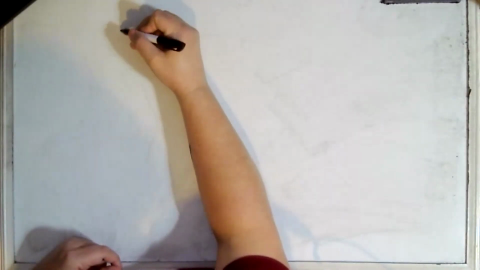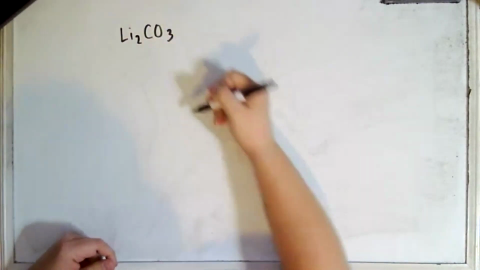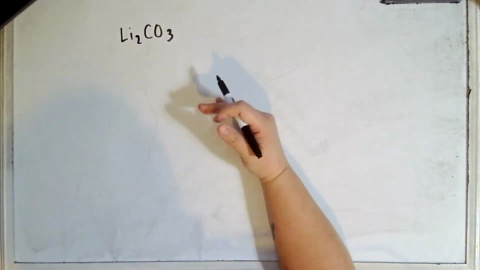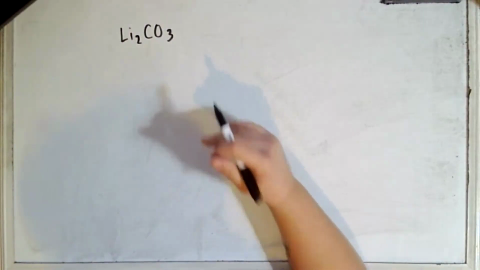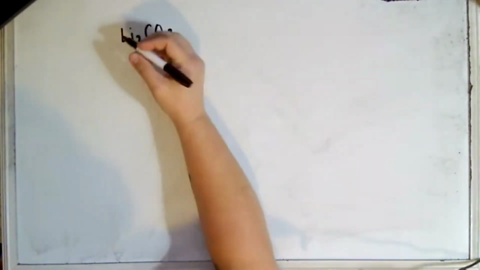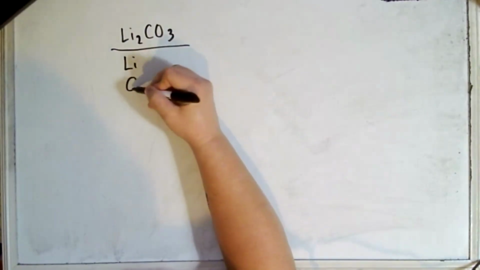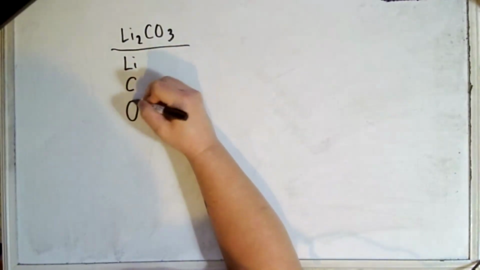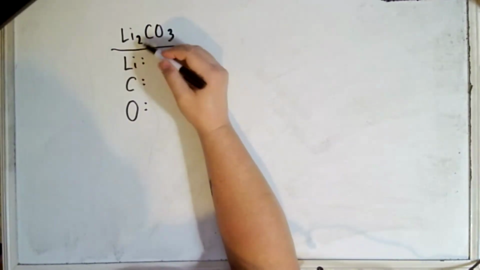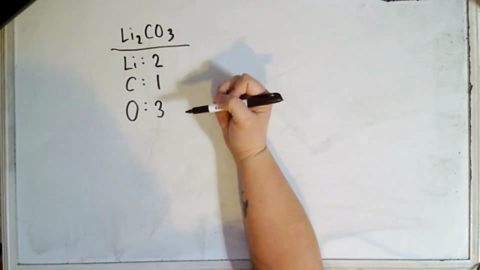So this will start out with us writing the formula. And at the very beginning of this, when you're first learning how to do this, it would make a lot of sense, I like to break things down dramatically. So I would list the elements underneath the compound, and I like to write down how many of each element there are. So I have 2 lithiums, I have 1 carbon, and I have 3 oxygens.